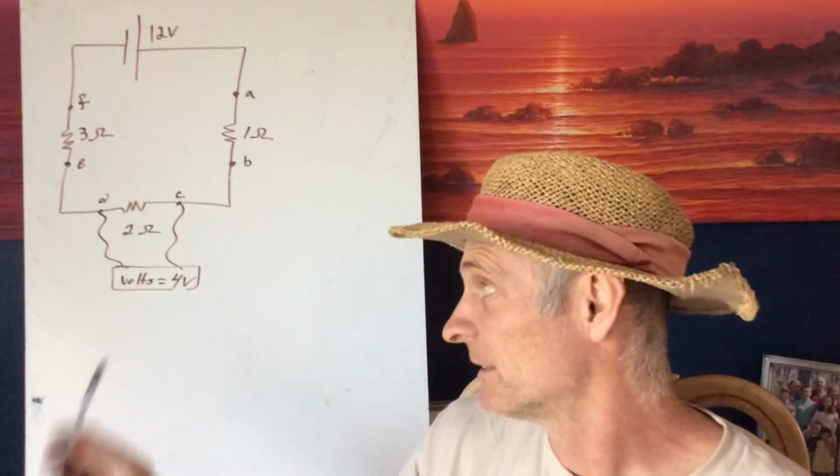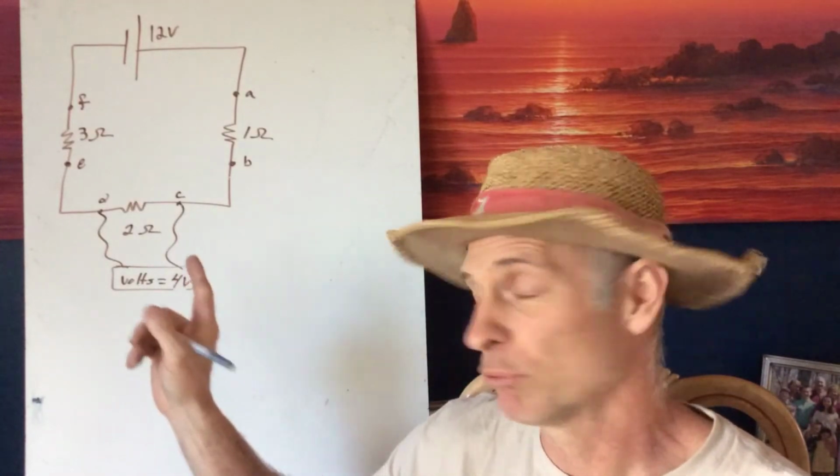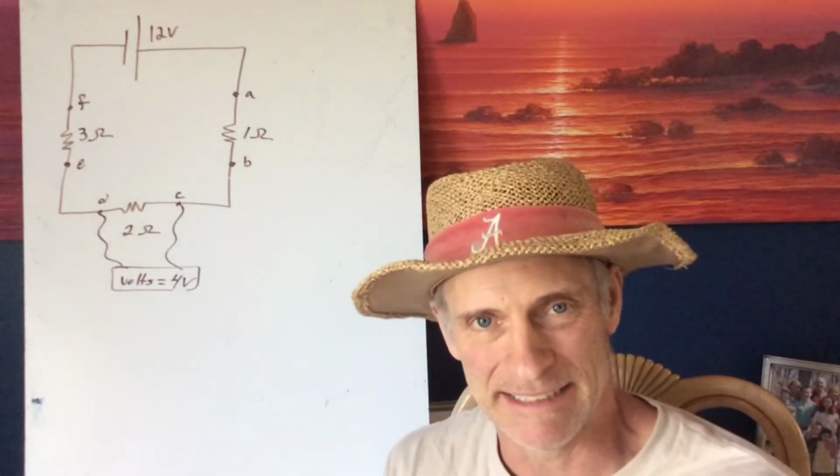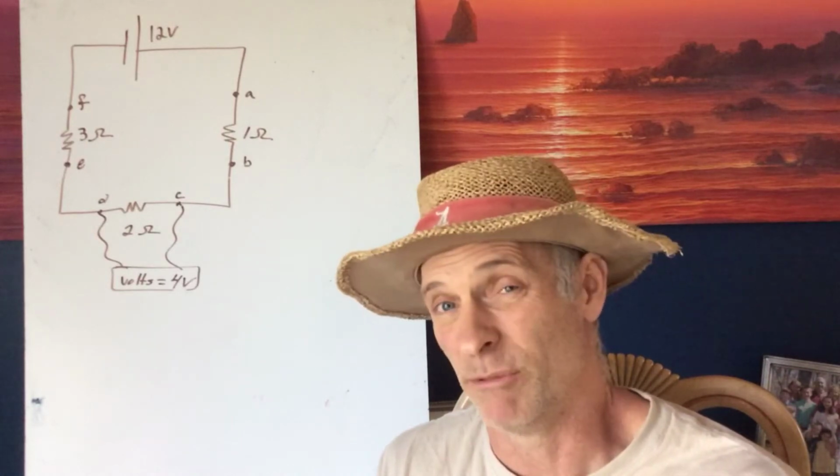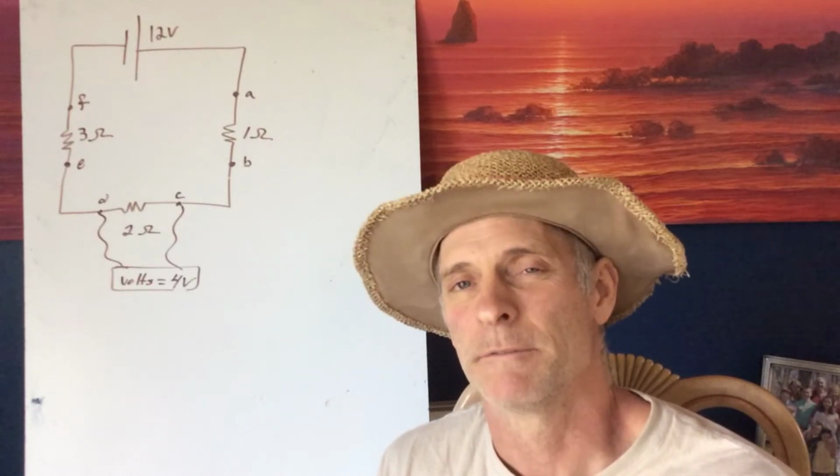Now we can do this by taking our voltmeter and pressing the 2 leads on either side of that bulb, and my reading should give me 4 volts.